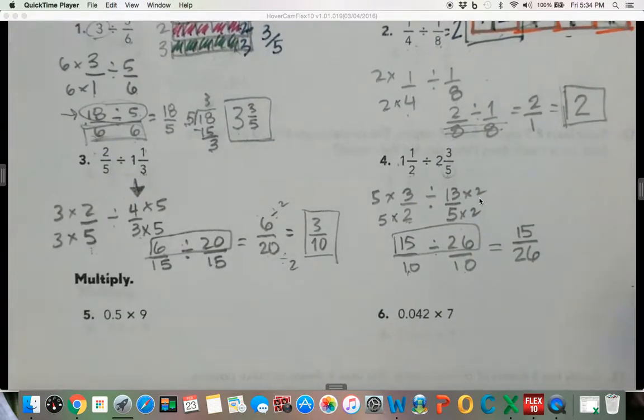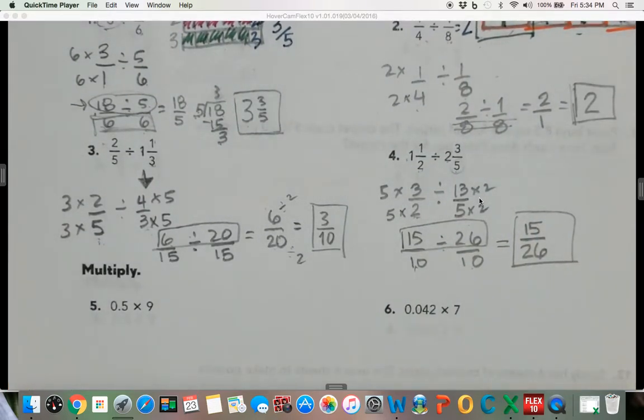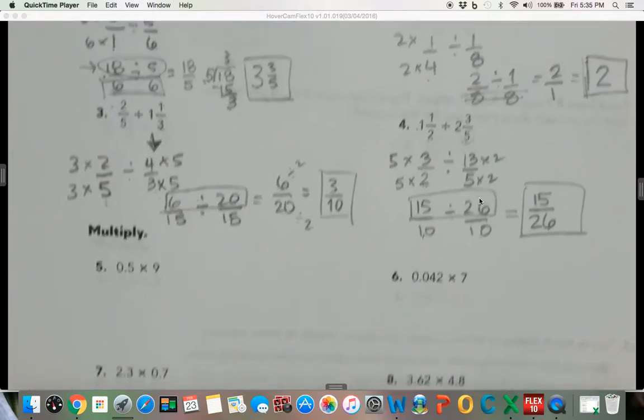Can 15 over 26 be simplified? It's not divisible by 5, and it's not divisible by 3, and it's not divisible by 2, so there's nothing else that goes into it. That's my answer. All right, that takes care of our division. Now we're going to talk about some multiplication.